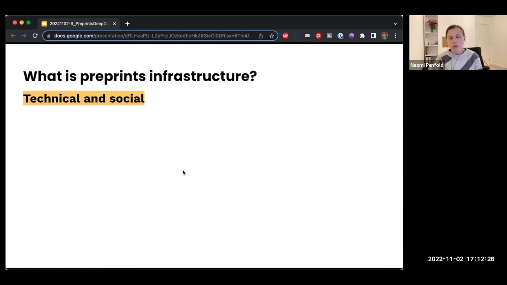So what do we mean when we say preprints infrastructure? Well, with infrastructure, we're always talking about both technical and social infrastructure. And the first thing that comes to mind with preprints are the preprint servers themselves. There's some really big name ones that people might be familiar with. There are also some smaller community run servers. There's a whole plethora of them. So that's where people go to post preprints, but also where people can go and read them.